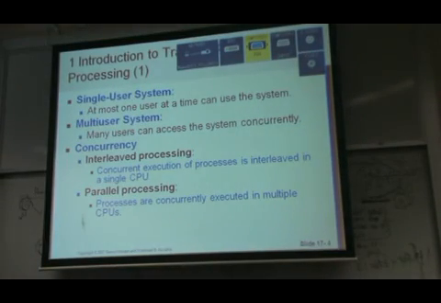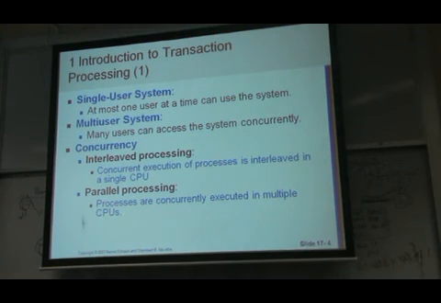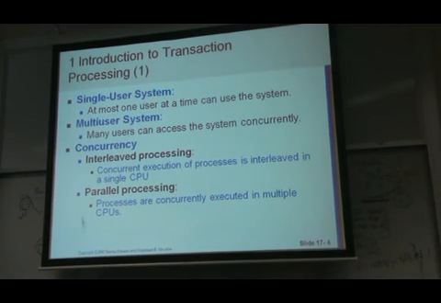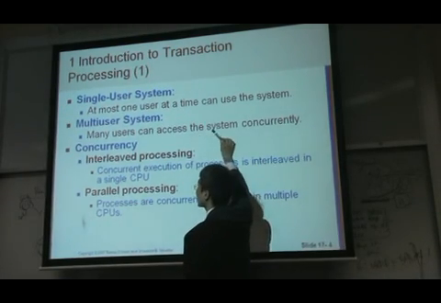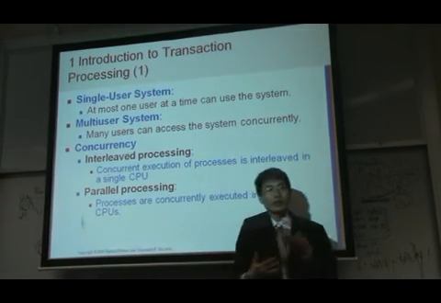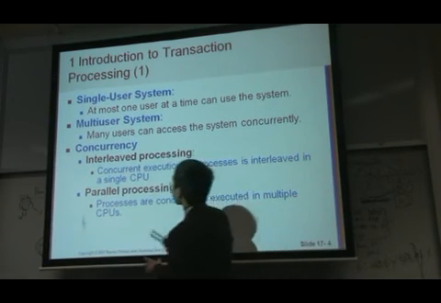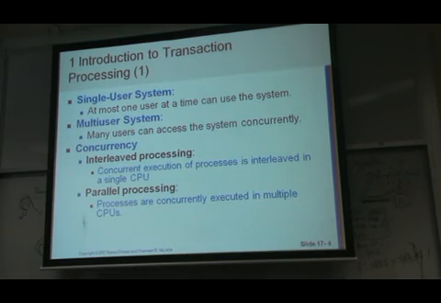This is better. Okay, if we have a single user system, we don't have to worry about transaction control. However, most systems right now are multi-user systems, so we need to consider transaction control. Concurrency control means when you have multiple users, you need to guarantee your system for multiple users. There are several ways of concurrency control. One is interleaved processing.